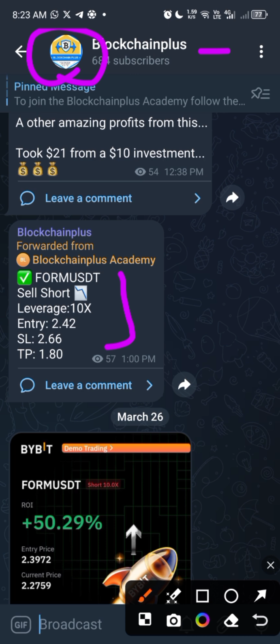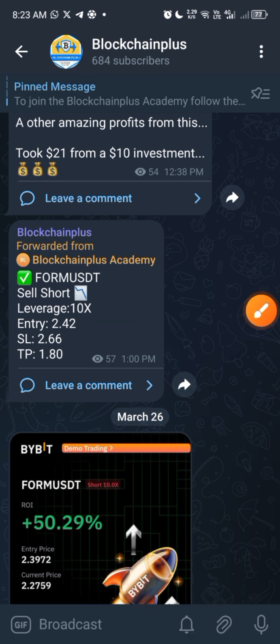So you can see here, I entered at 2.42. So that is the price. I gave this one, you can see I said sell short. The other one was buy long. This one is sell short. I said Form USDT, right? So all you need to do is go to Form. Now you take all this information. First of all, look for Form USDT on futures. You look at the trade is sell short, leverage is 10x, entry is this price 2.42.